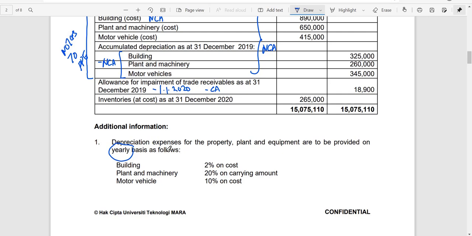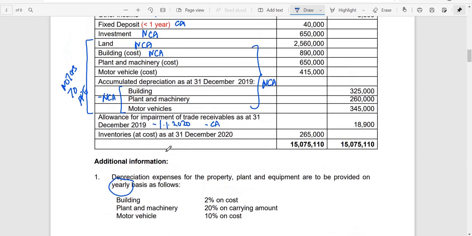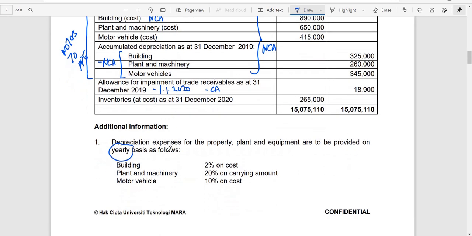So for the building on cost, if you check the cost of the asset for the building, to calculate depreciation, that would be 2% from 890,000. Yeah, so that will give you some amount. You will calculate that, and this is 20%. 20% will be on the carrying amount.